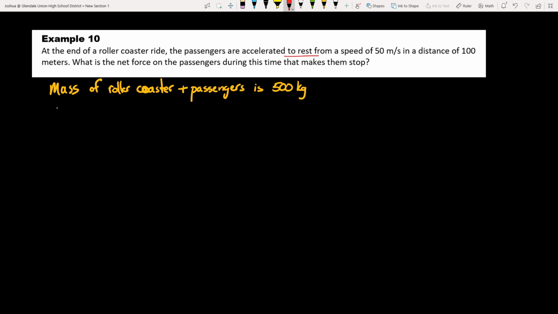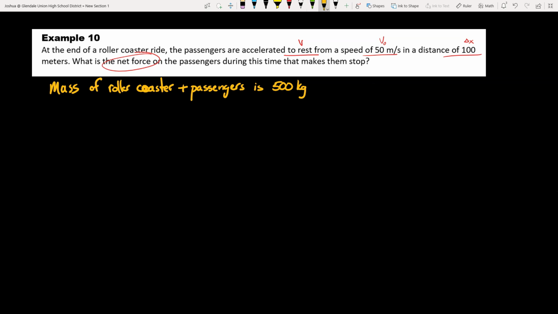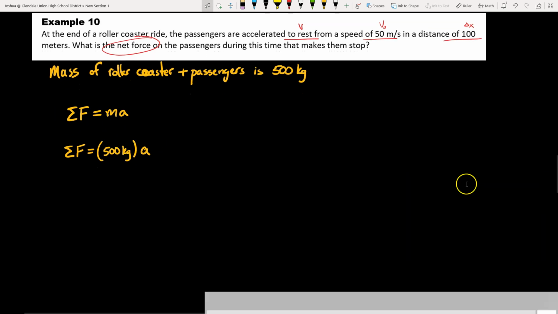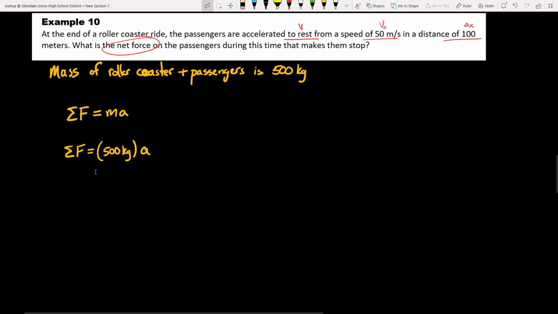So to rest is the final velocity. Right? They were going 50 meters per second, and it took them 100 meters. So that's the net force. So again, what do we got? Well, we are being asked to solve for the net force. So mass times acceleration, right? We now know the mass of 500 kilograms, but we don't know what the acceleration is yet. So that's where the kinematics come in.